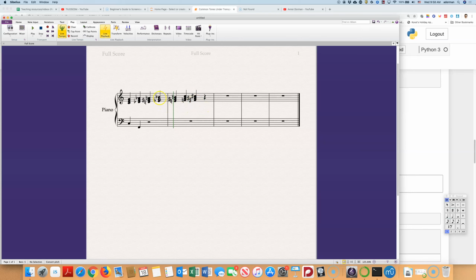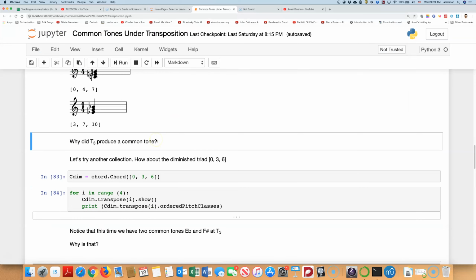So we want to somehow be able to say, why do we get these common tones here? And how could we know in advance with any set what common tones we would get?